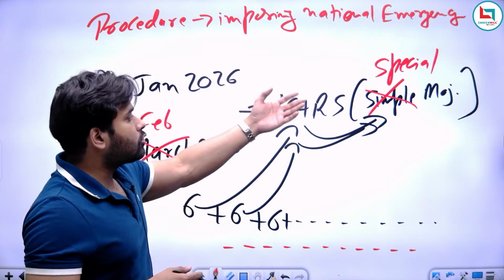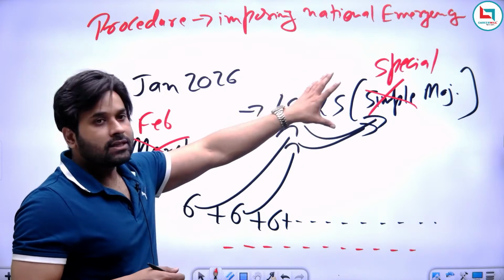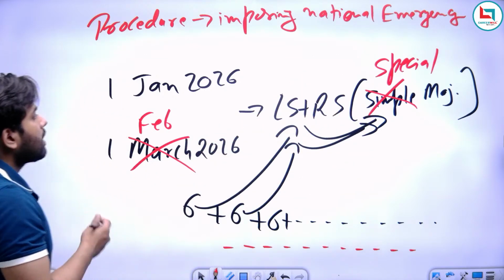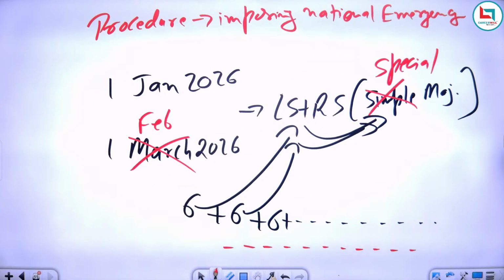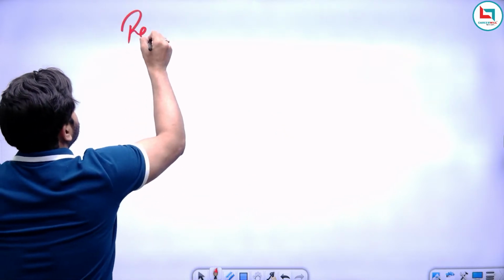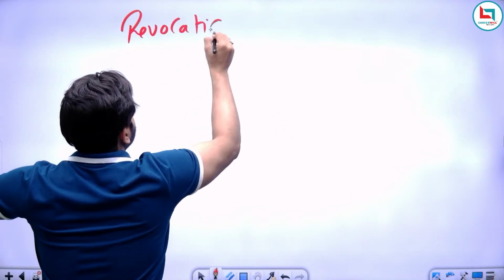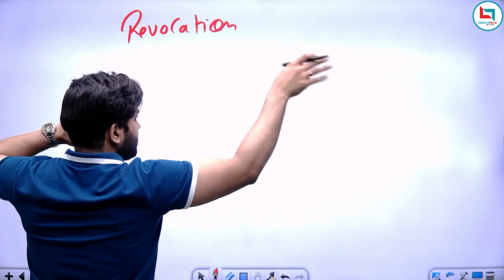Then both the houses must approve the emergency, and it is by special majority. Okay, so we are finally done with the procedure for imposing national emergency. Now, what about the procedure for revoking national emergency? So now we will discuss the revocation of national emergency. Revocation basically means to stop national emergency.